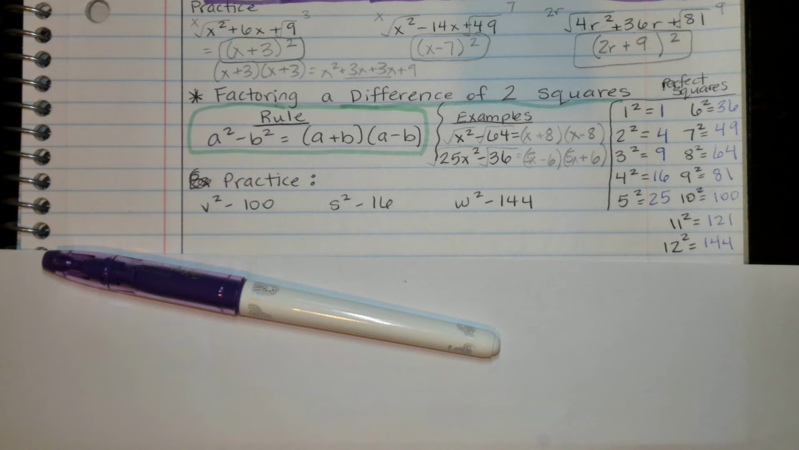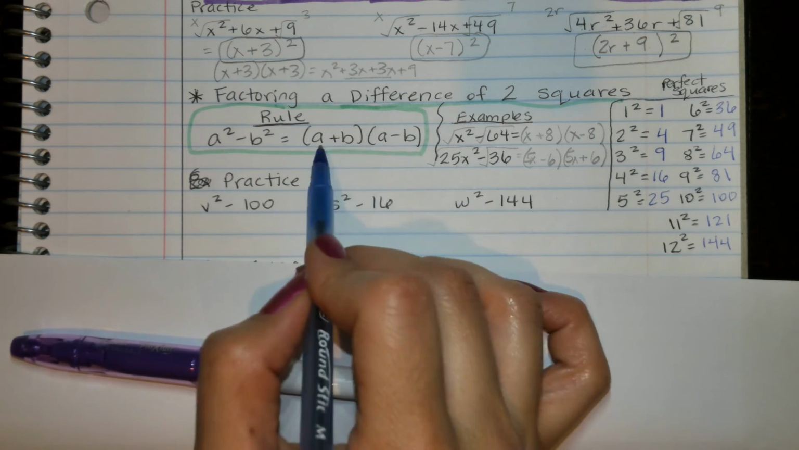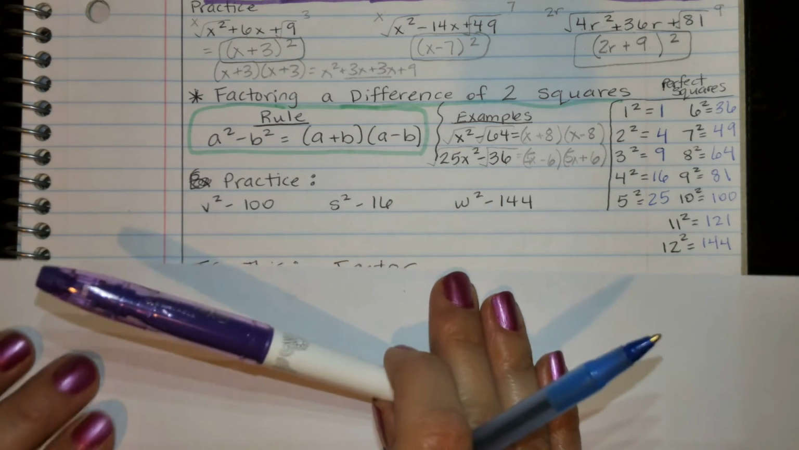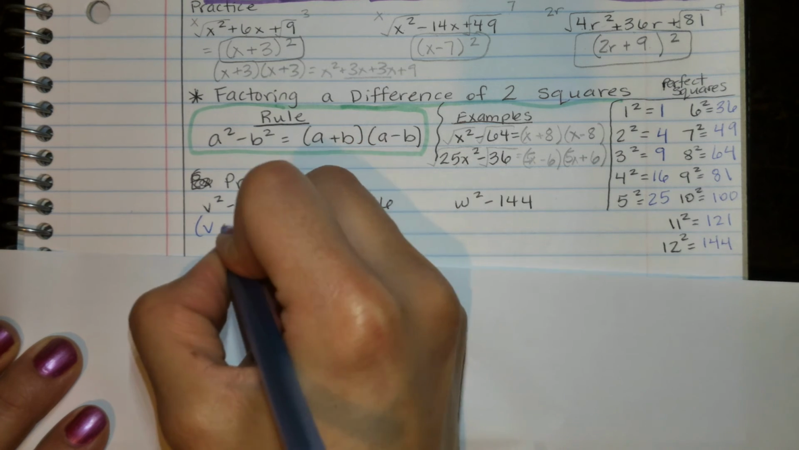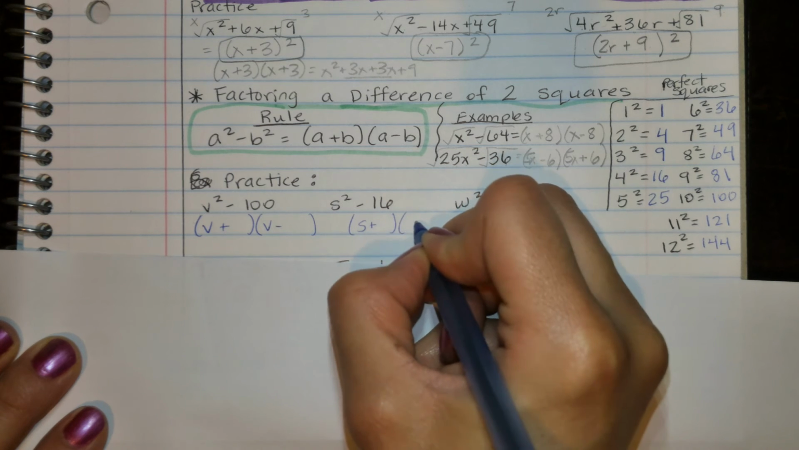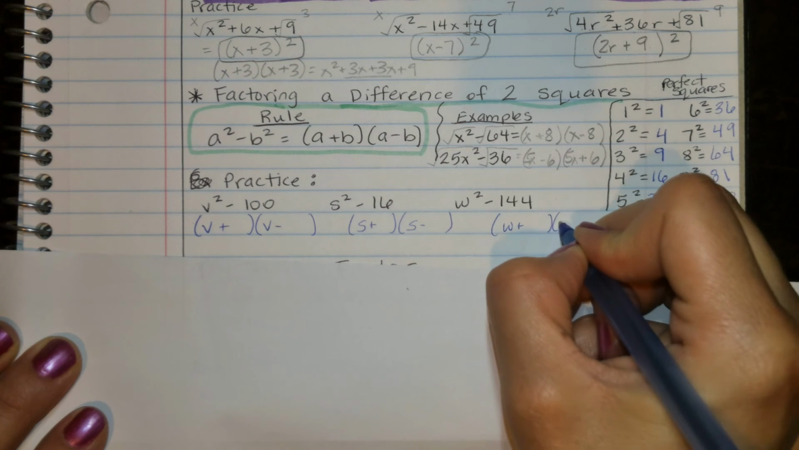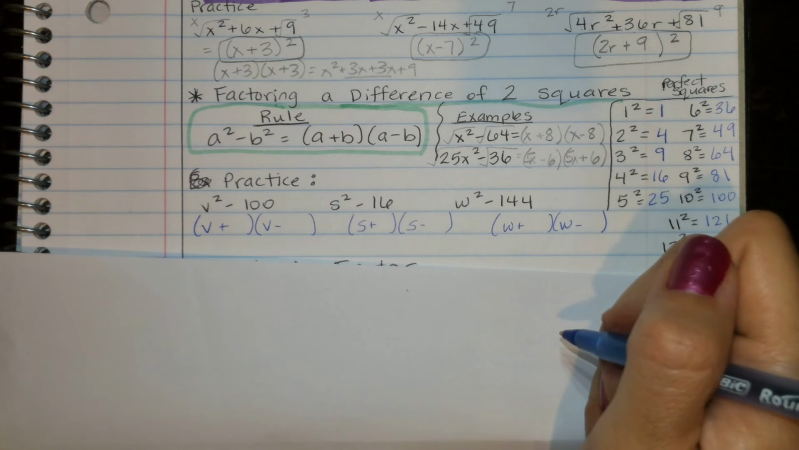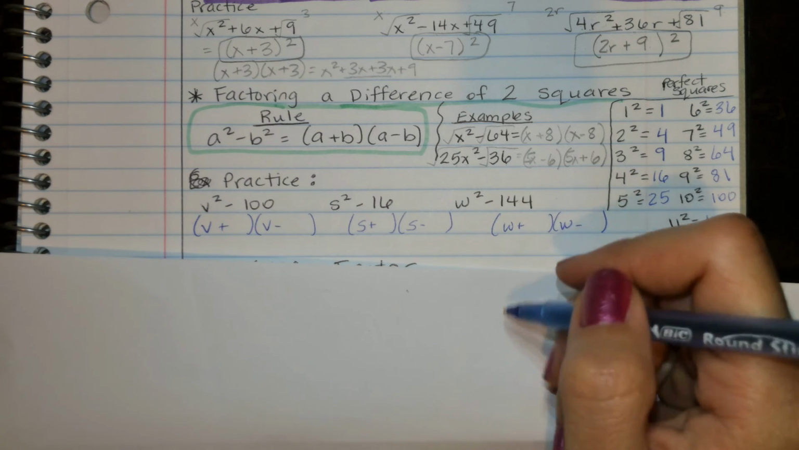Write down the practice problems, pause whenever you need to. I'm looking ahead at the rule. It's always going to be 2 parentheses, 1 plus, 1 minus. I'm just going to start setting up the answers. V plus, V minus. S plus, S minus. And then W plus, W minus. And again, it doesn't matter if you write the minus first. It's the same thing. It's the commutative property of multiplication.